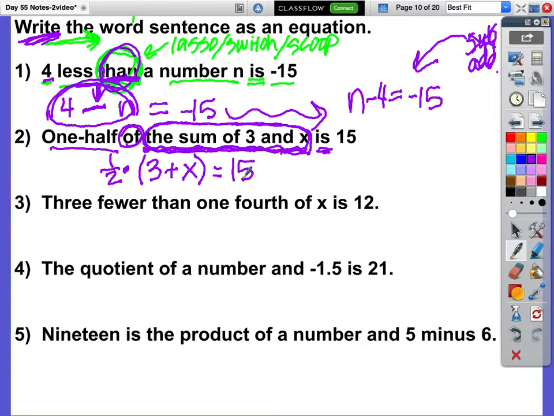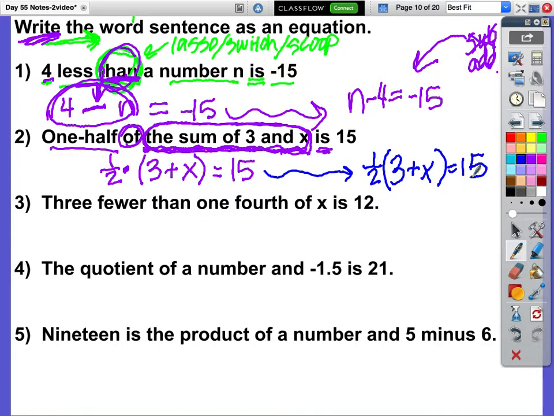So you see, we just created a distributive property equation, which you don't quite know how to do yet, but you have enough tools in your brain that, if your life depended on it, you could do it. If I wanted to rewrite this the best way mathematically, I would say 1/2 times (3 plus x) equals 15. Yikes.